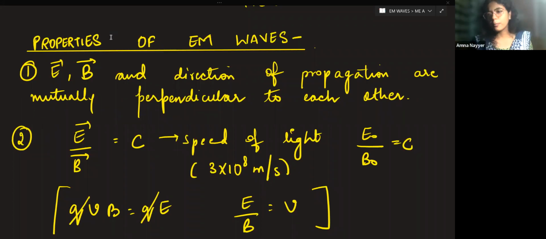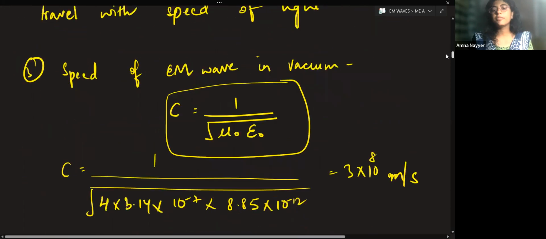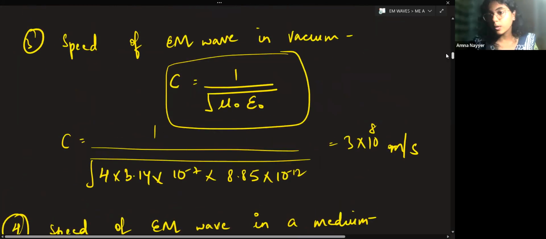Now regarding the properties of EM waves. The first property is that the electric field, magnetic field, and the direction of propagation are all mutually perpendicular to each other. Electromagnetic wave travels with the speed of light. Then we had seen this formula, which is very important: c is equal to 1 by root of mu naught epsilon naught.